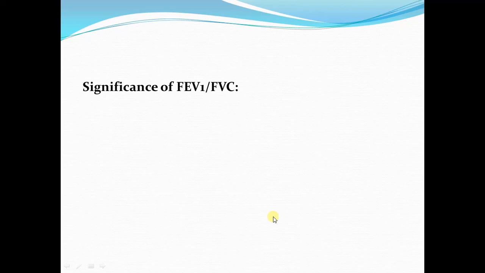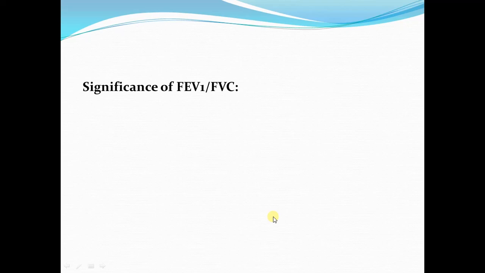In restrictive lung diseases, there is an interference with the expansion of the lungs. There is decreased compliance or expansibility of the lungs. Now, decreased compliance of the lungs causes both the forced vital capacity and FEV1 to decrease proportionately. I am repeating this point. This is a very important point to understand, that in restrictive lung diseases, there is decreased expansibility of the lungs, or we can say there is decreased compliance of the lungs.